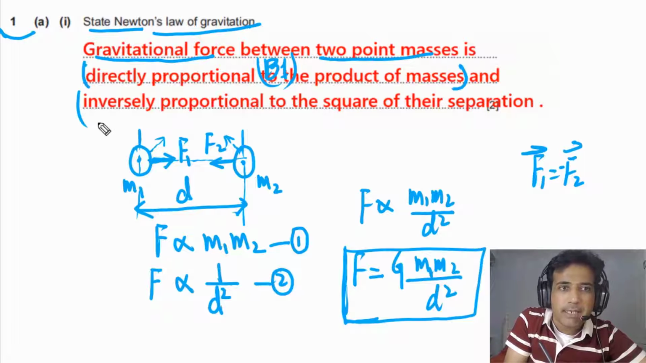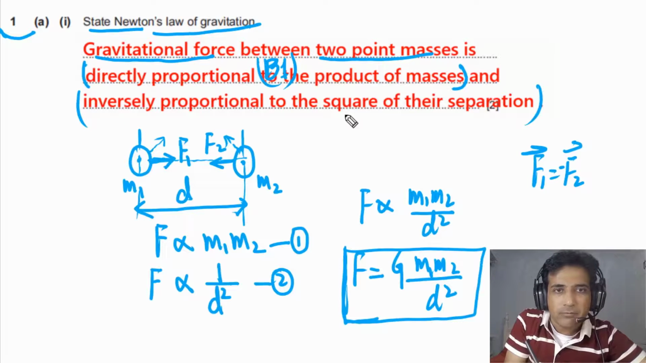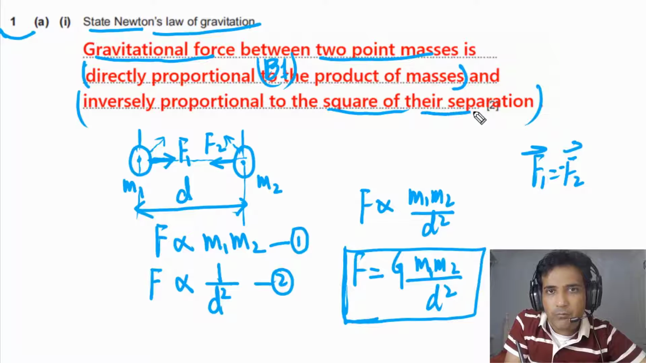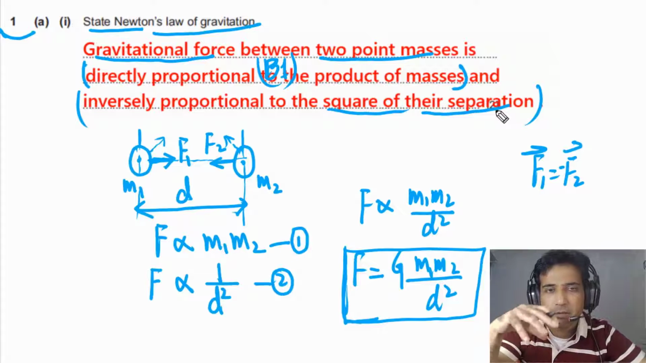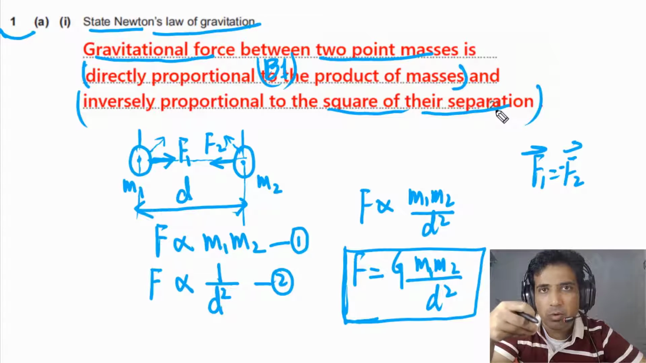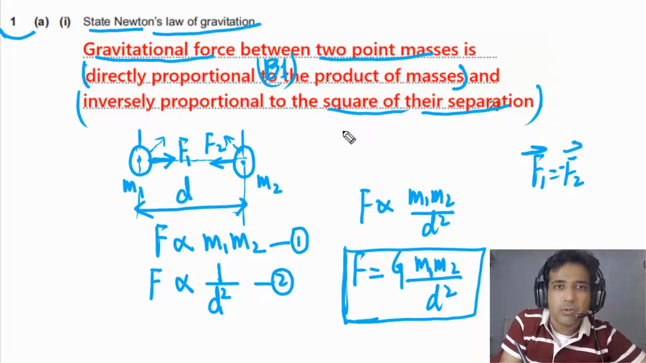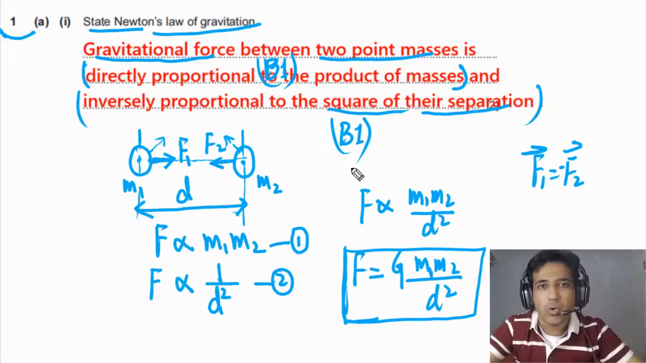And the second mark you will get if you have written inversely proportional to the square of their separation, or you can say inversely proportional to the square of distance between their centers. You will get the second B mark. This is how marks will be awarded for this question.